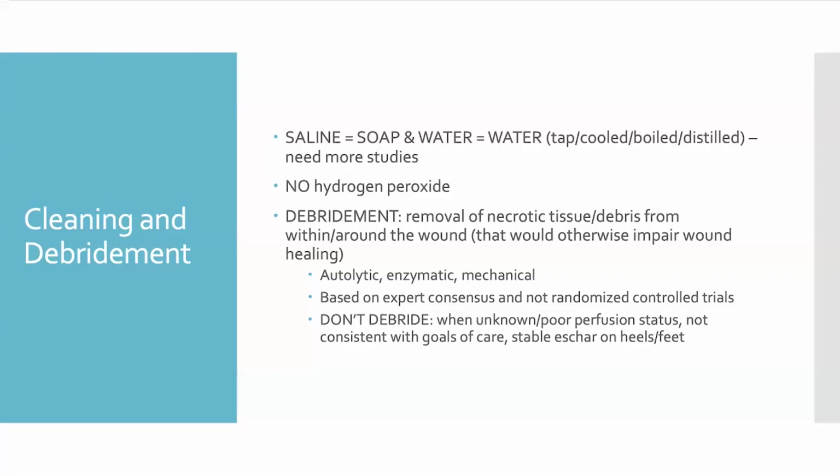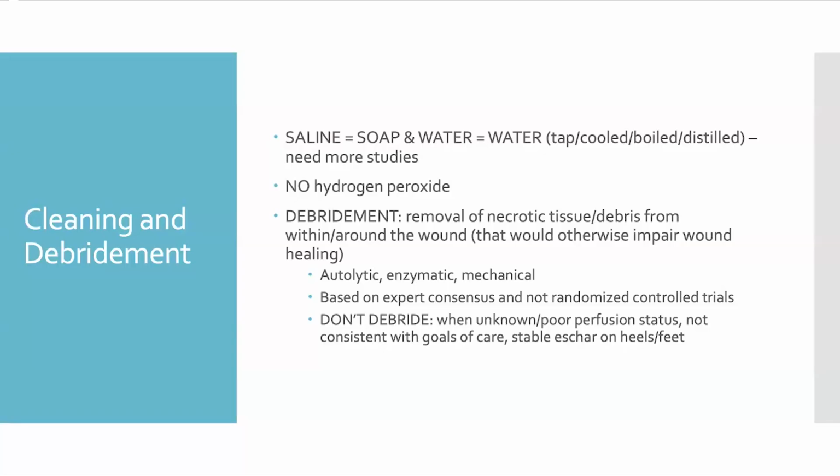Autolytic debridement is utilizing our own body's enzymes to get rid of debris. This is a very commonly used mechanism. We basically support the moisture of a wound and allow our enzymes to do the rest of the work. The next one, enzymatic debridement, is utilizing collagenase. Collagenase breaks down, as the name suggests, collagen in the wound.